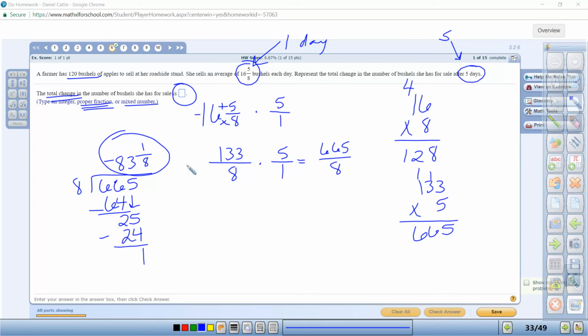So hope this is helpful. Work it out. All you got to do is multiply that number by the number of days, and you should get the answer. Don't forget to make it negative because they're selling those apples.